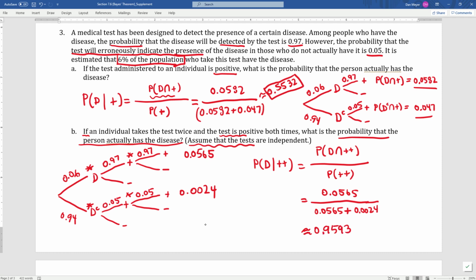All right, so with just one positive test, we aren't super certain. Actually, it's kind of a coin flip. With one positive test, it's just still kind of a coin flip as to whether or not you have the disease. But with two positive tests, it's no longer really a coin flip. There's a very good chance, if you get 2 positive results here, that you actually have that disease.